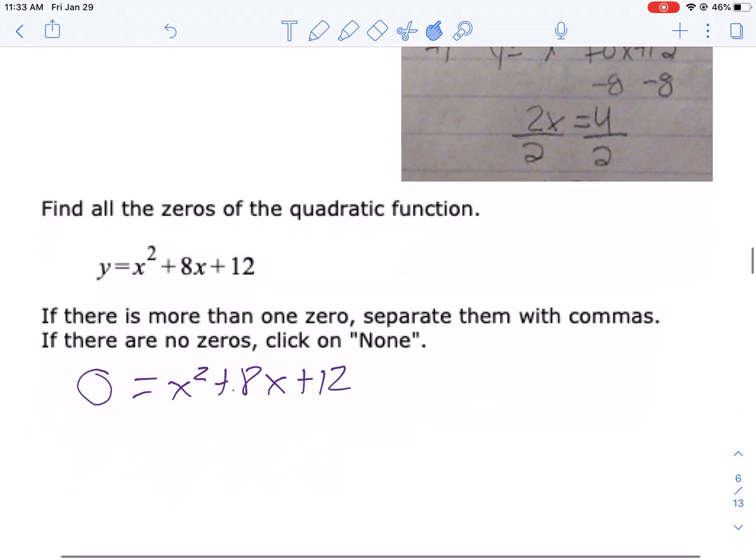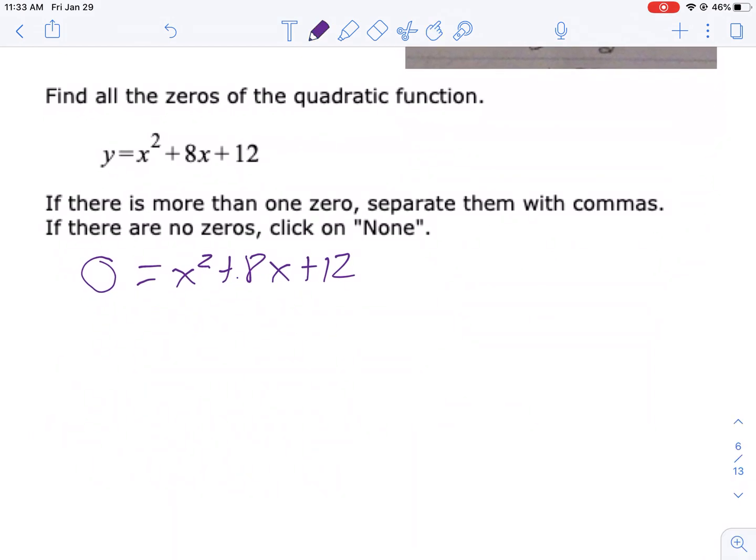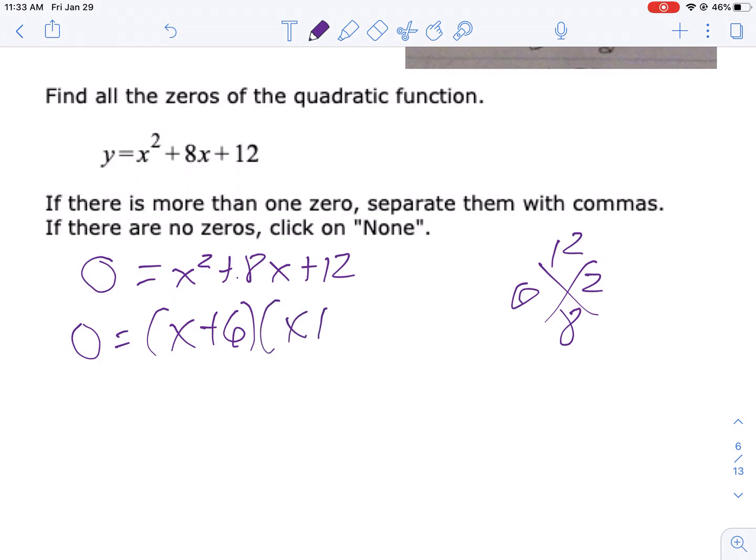Now, can I factor this? Can I find two numbers that multiply to 12 but add to 8? Well, those would be 6 and 2, wouldn't they? 6 times 2 is 12. 6 plus 2 is 8. So we're going to say 0 equals x plus 6 and x plus 2.